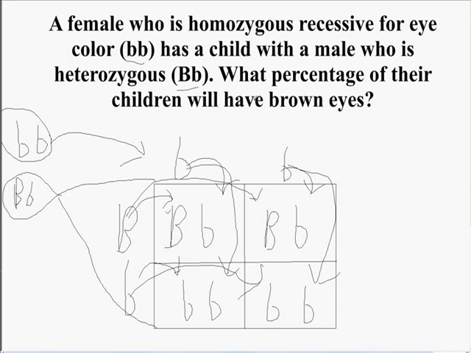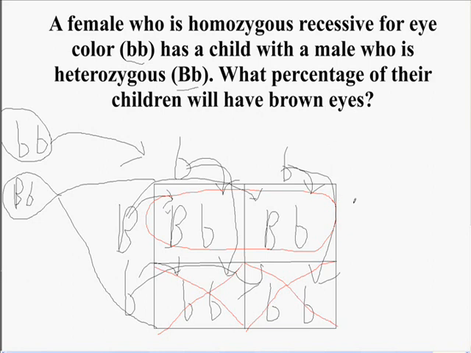Now we're looking for children with brown eyes, and I'm sure you know that brown eyes are caused by a dominant capital B allele. So we're looking for children with the capital B allele, and those are these two here. These two children have a pair of recessive blue eye alleles, so these two will have blue eyes, and that's not what we want. We're looking for brown-eyed children.